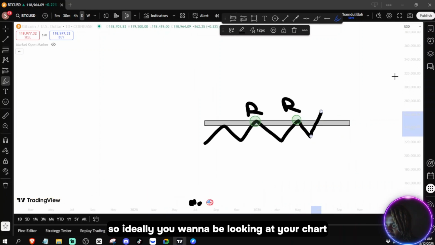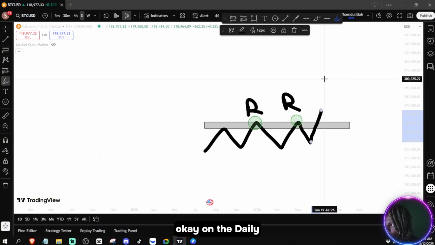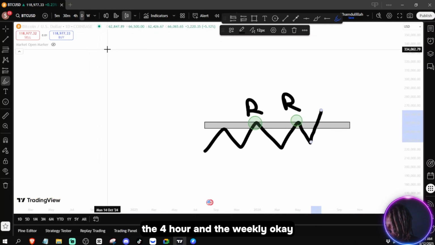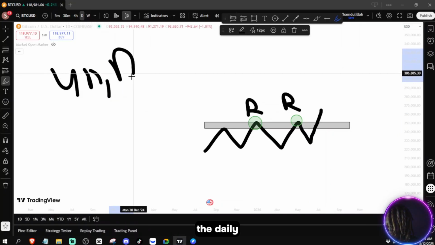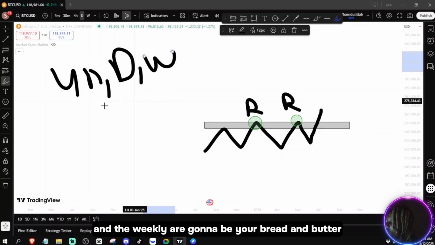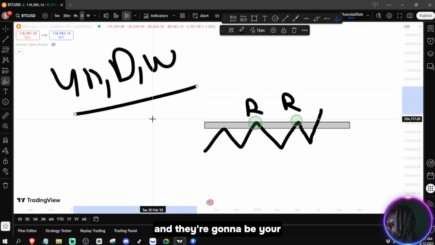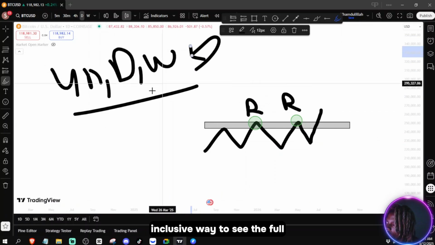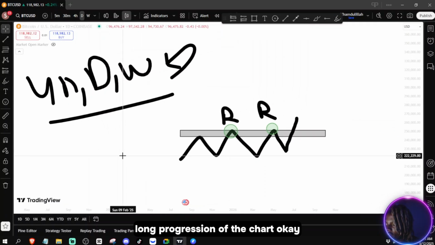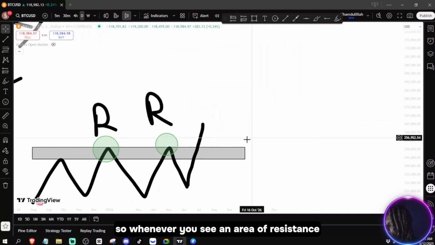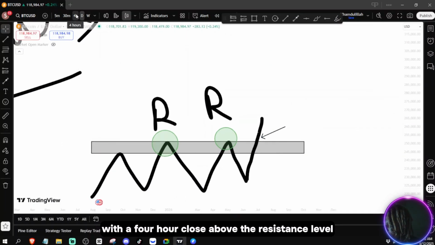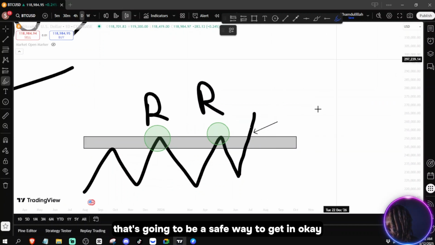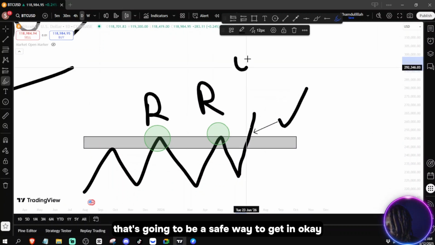Ideally you want to be looking at your chart on the daily, the 4-hour, and the weekly. The 4-hour, the daily, and the weekly are going to be your bread and butter, and they're going to be your inclusive way to see the full long progression of the chart. Whenever you see an area of resistance getting broken out with a 4-hour close above the resistance level, that's going to be a safe way to get in.